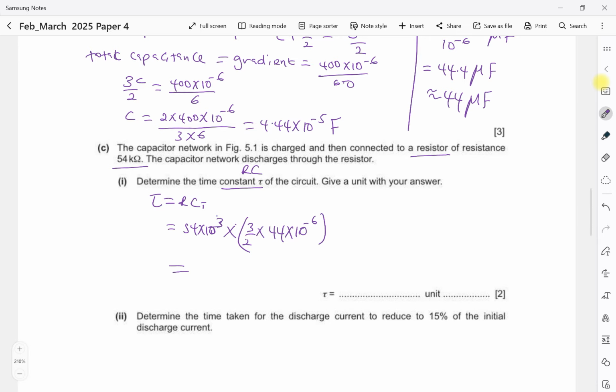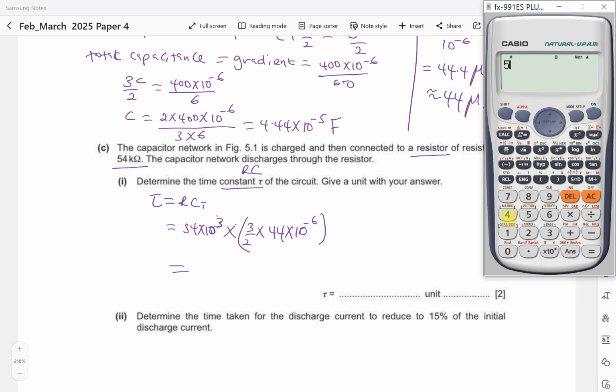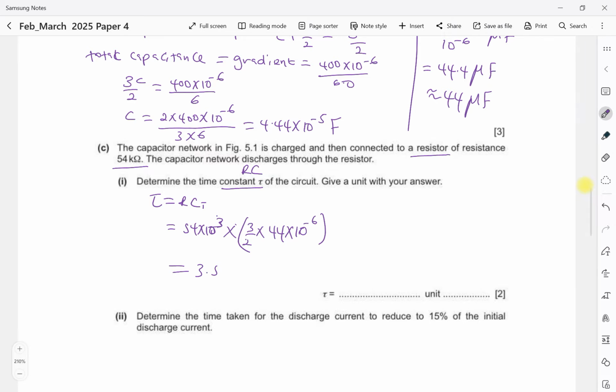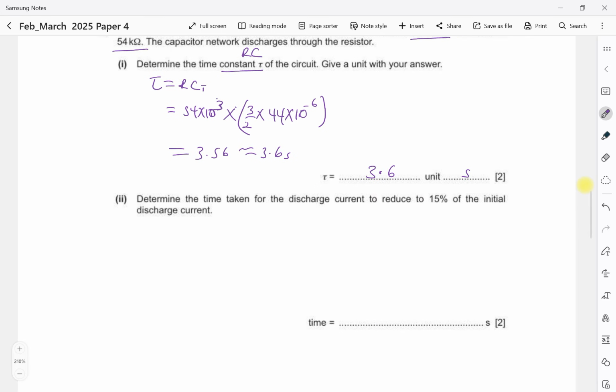And when you press your calculator, you have 54 exponent 3 times 3 times 44 exponent minus 6 divided by 2. This gives us 3.56, or approximately 3.6 seconds. So the time constant is 3.6 and the unit is seconds.